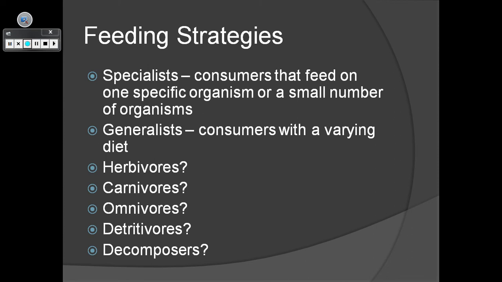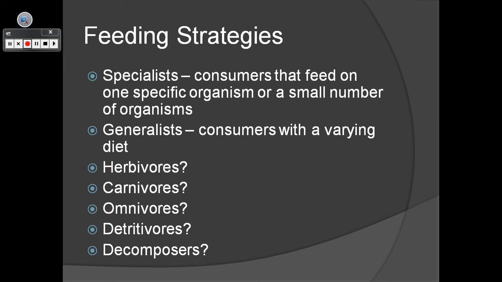If you're thinking about survival strategies, generalists have a better chance to survive because they have more food sources that they can consume, whereas if something happens to the eucalyptus leaves, there's no way that koala bears could survive. So there's an advantage to being a generalist compared to a specialist.